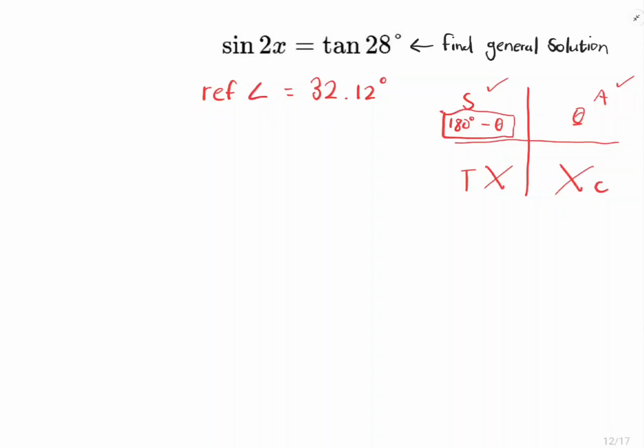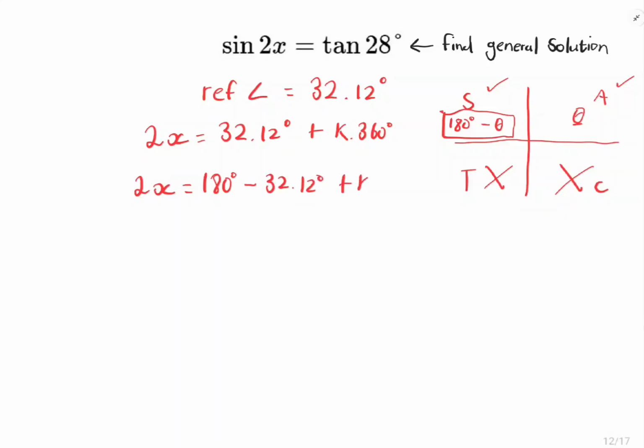So we already have the reference angle. So we can start by saying 2x is equal to, what is the reference angle? 32.12 degrees plus k dot 360 degrees, right? And then the second one would be 2x is equal to 180 degrees minus the reference angle, 32.12 degrees, plus k dot 360 degrees. Let's label this as 1 and 2. But on both of them, there's still a 2 there. So you want to divide by 2 on both sides.